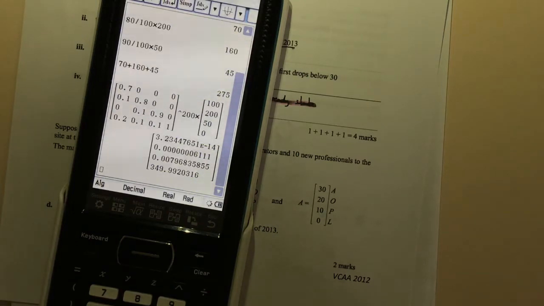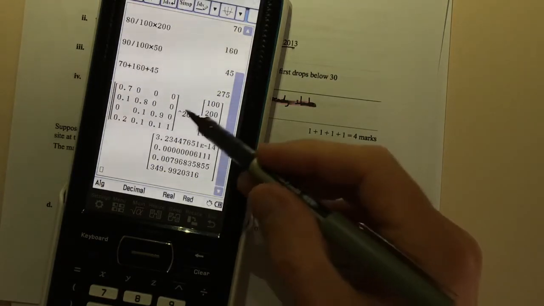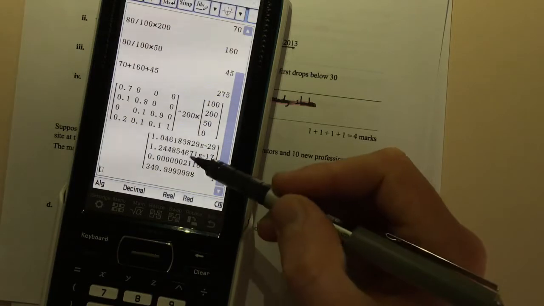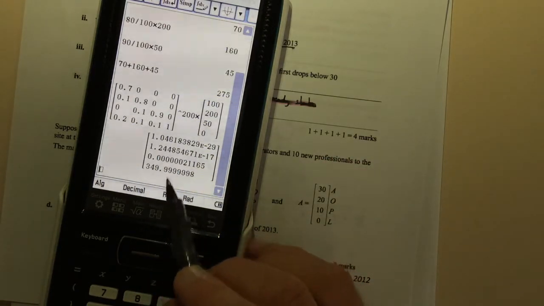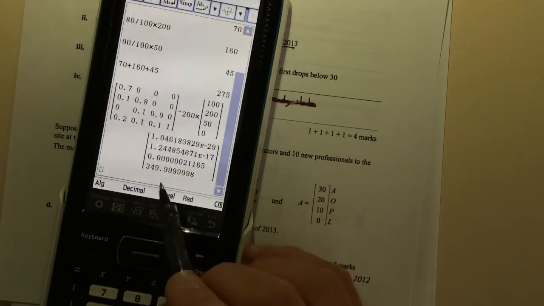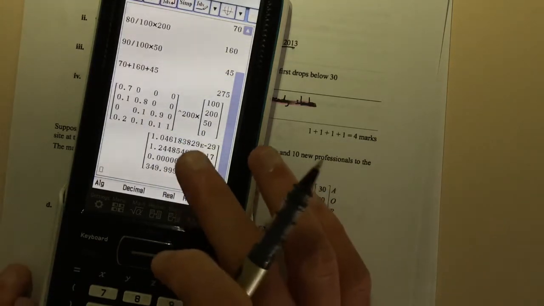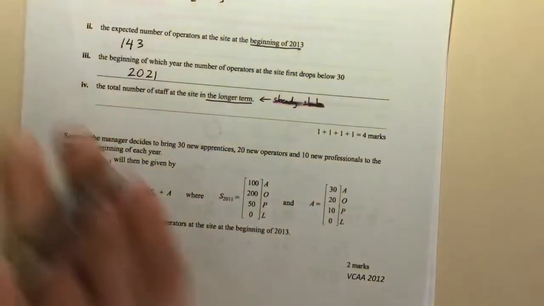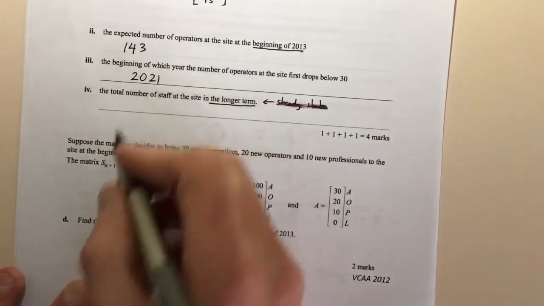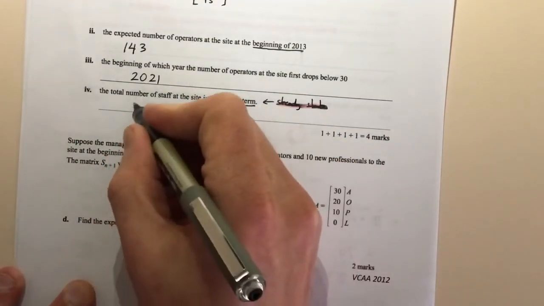I'm going to go to 200, but you can see that each time you increase this number by a lot, it has to think more and more. And from here now, we can see 349.999999. We're confident enough to say that certainly to the nearest whole number, all of the staff are going to have left. And that makes sense because in 200 years' time, probably all these staff aren't going to be hanging around anymore because they'll have moved on. Anyway, so the total number of staff at the site in the longer term is actually 0 because they've all left.